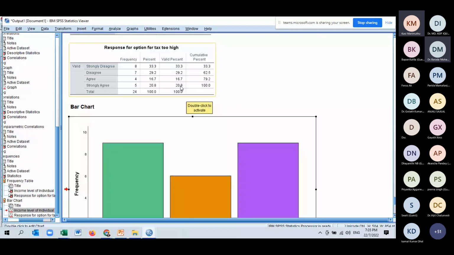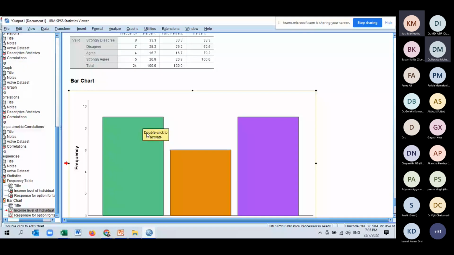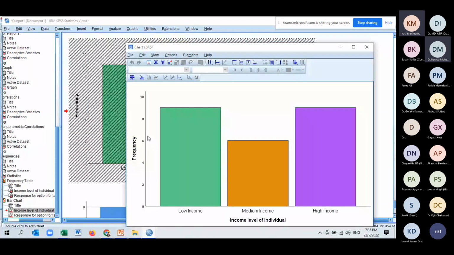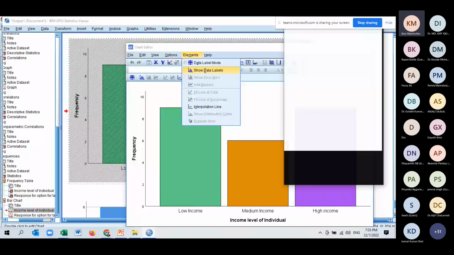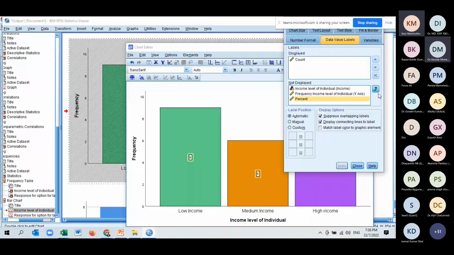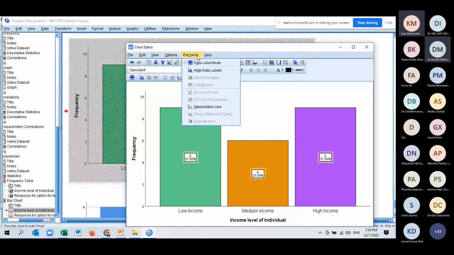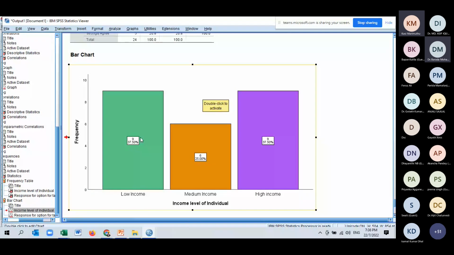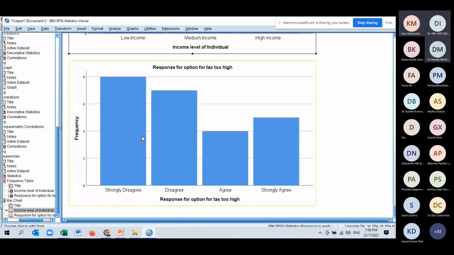So now, suppose if you feel the table and the graph are redundant, you are interested in keeping only the graph. You can also give the percentage inside. Double click the graph, click elements, show data labels. Show data labels, apply, close it. Elements, show data labels, that's it. So along with the graph, you also get the frequency and percentage. Is that easy to go for it? Is that interesting? Yes, sir.